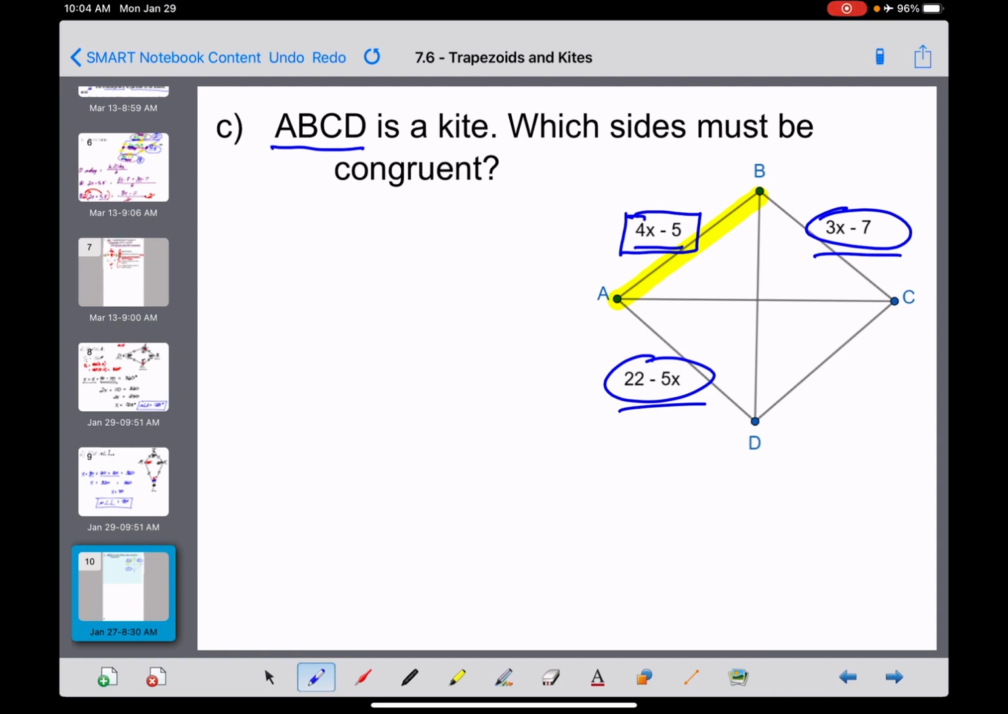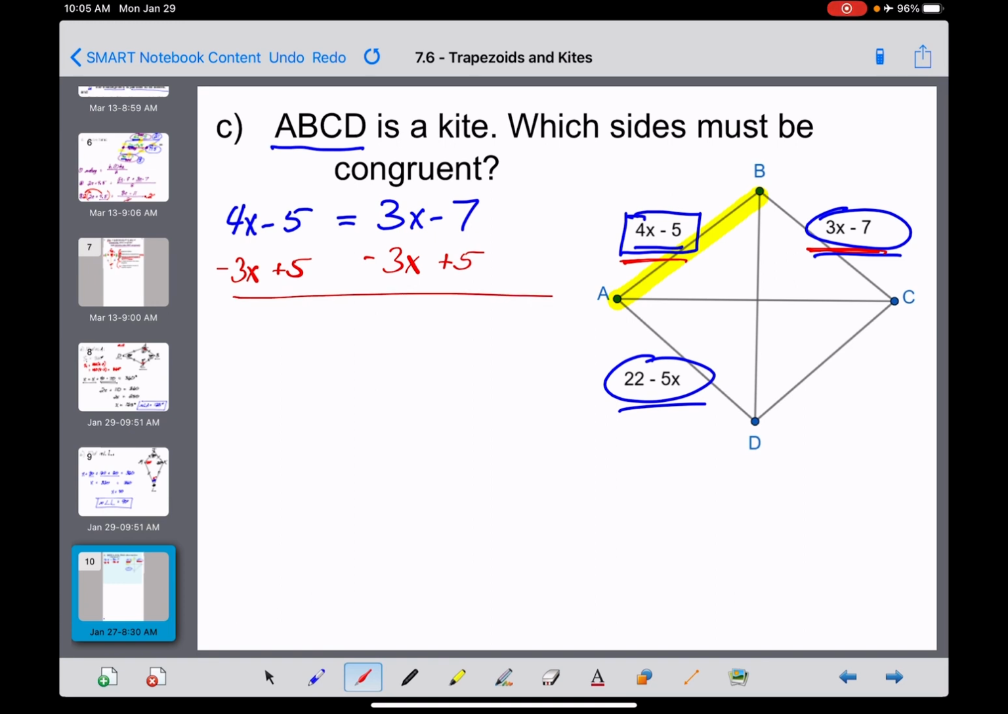What I'm going to run with, what I think most people tend to guess, is that maybe 4x minus 5 and 3x minus 7 are the congruent sides. Let's see what would happen if that were the case. 4x minus 5 would have to be equal to 3x minus 7. If I subtract 3x from both sides and add 5 on both sides, that cancels, that cancels, and I end up with x equal to negative 7 plus 5, which is negative 2.